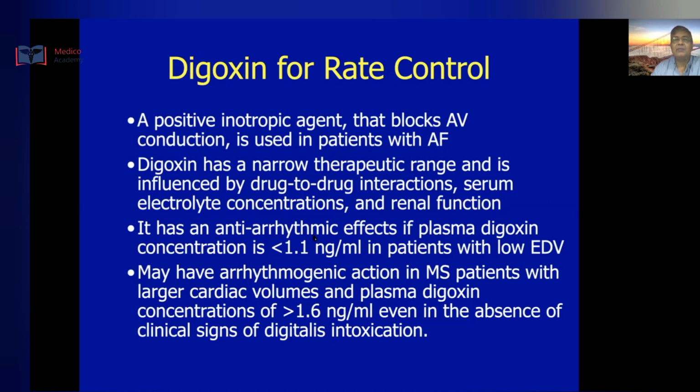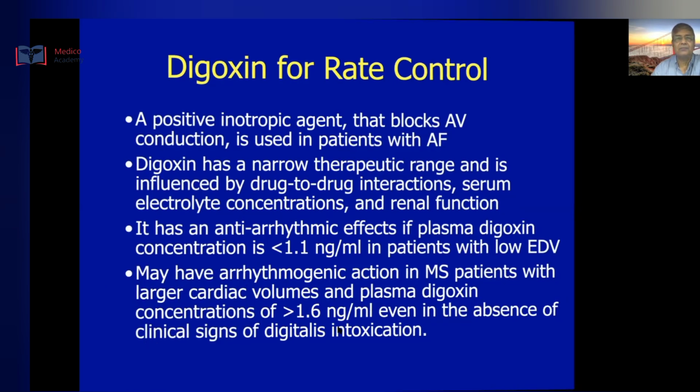It has an antiarrhythmic effect if the plasma digoxin levels are less than 1.1 nanograms per ml in patients with low end diastolic volume. It may have, however, arrhythmogenic action in patients with mitral stenosis, in patients with larger cardiac volumes, and in patients with plasma digoxin concentrations greater than 1.6 nanograms per ml, even in the absence of signs of digitalis intoxication.